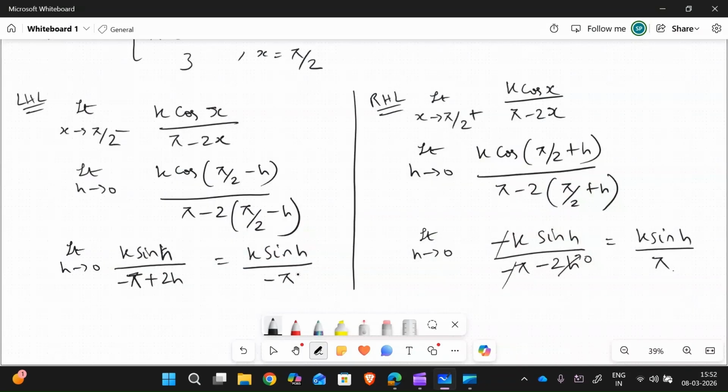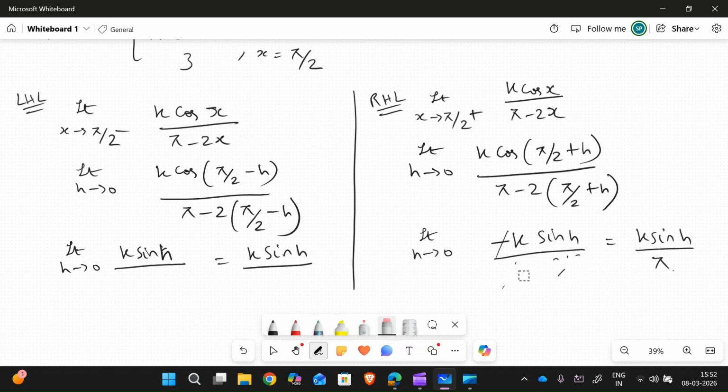Understood? I've made a little mistake here. The pi and pi cancel, 2 and 2 cancel, and pi minus pi will be 0 only. That's what I was thinking, some mistake I was making. So here also we'll come back. It will be 2h. Now limit h tending to 0, sin h by h is 1. So this will be k by 2.